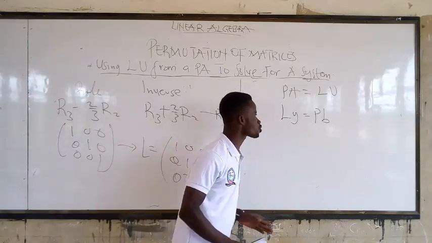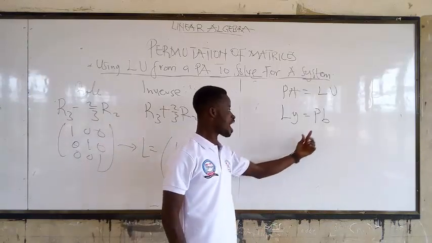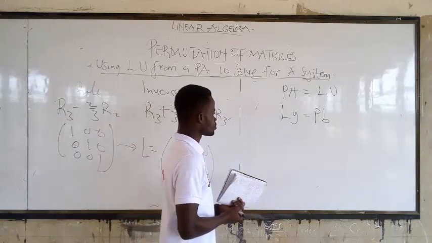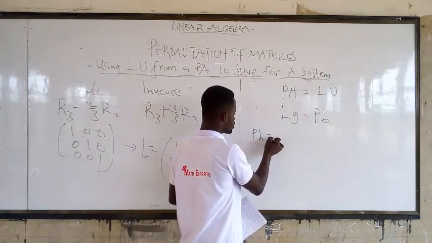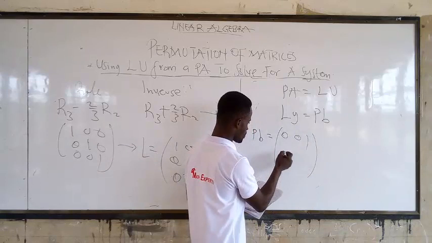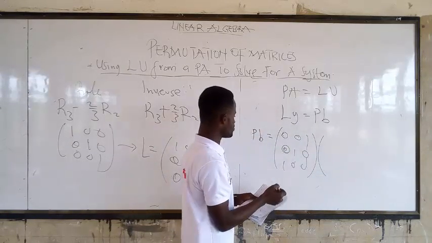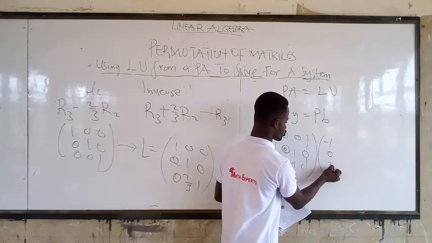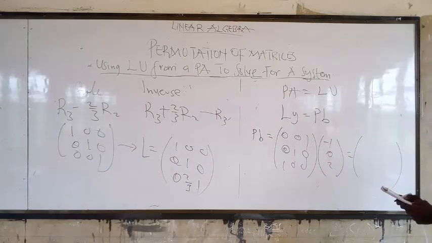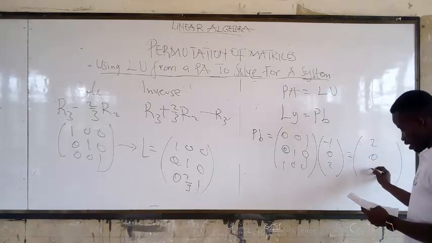Because now you have your PA is equal to LU. So that means you have your L, you have PB. You don't have PB, so you have to go for PB. So PB is going to be equal to the permutation 0, 0, 1, 0, 1, 0, 1, 0, 0, multiplied by the B, which is negative 1, 0, 2. And when you multiply this by that, you're going to get 2, 0, negative 1.